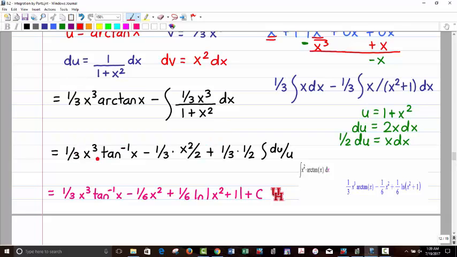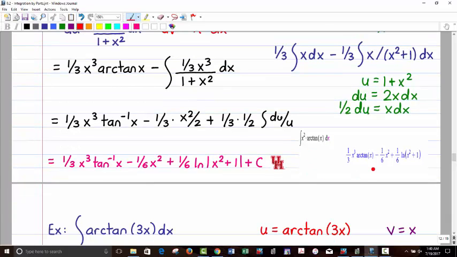All right, so we have this part that was already here. And now we have minus 1/6 x squared plus 1/6 natural log of x squared plus 1 plus c. And it has the official UH seal of approval. There's the maple. Looks good. Looks terrific.